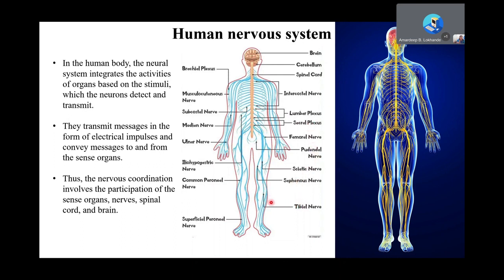Then in the legs, in the tibia, you have the tibial nerve, you have the peroneal nerve, then you have the iliohypogastric nerve. So every place has a dedicated nerve to receive signals.